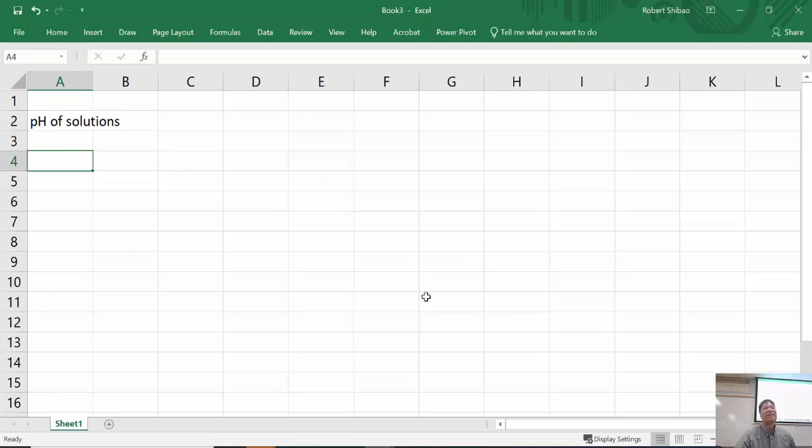I think there's a mix of salts and acids. All right, sodium carbonate. And the pH you got was 11.10. All right.